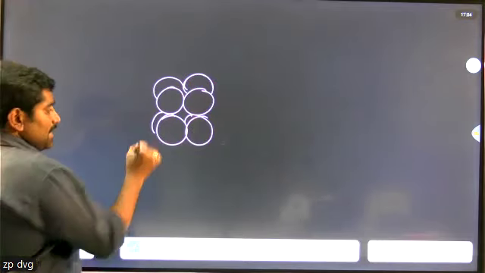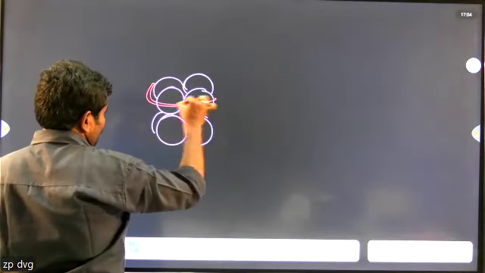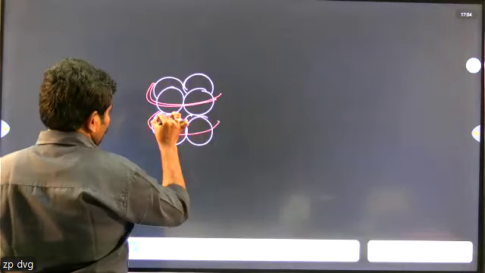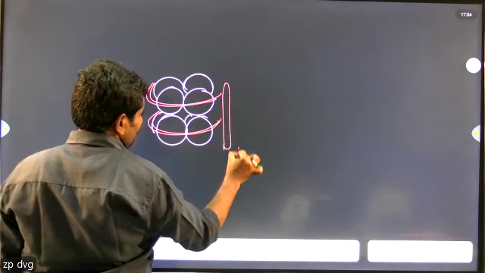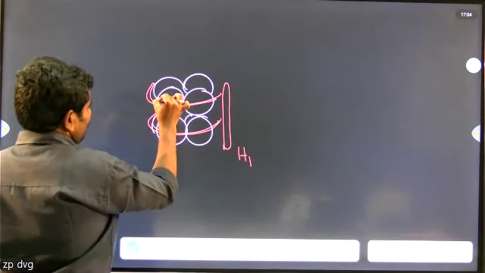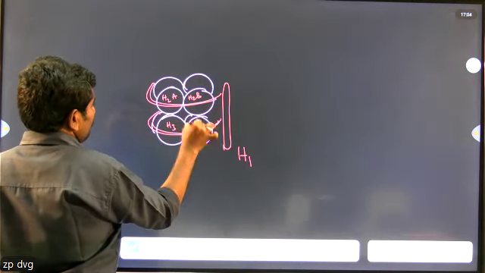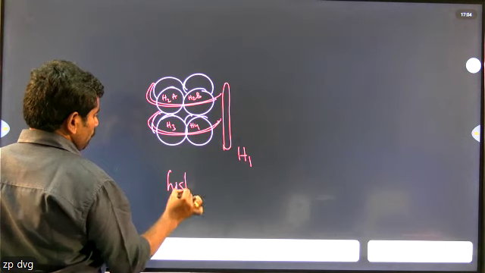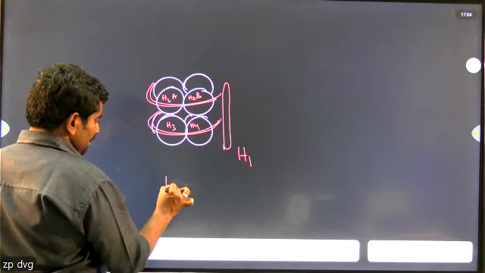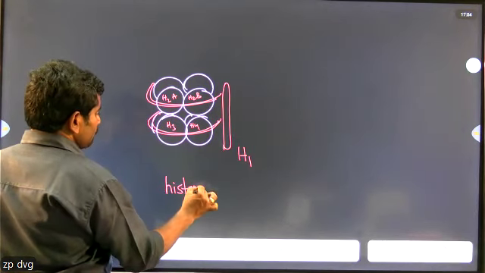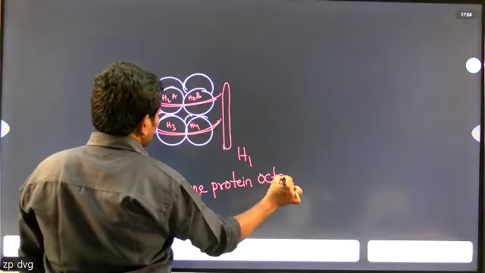Totally 8 histone proteins. Around these 8 histone proteins there will be 2 rounds of DNA. And outside, this is the H1 protein, this is H2A and this is H2B, this is H3 and this is H4. This is totally called the histone protein octamer. Around this histone protein octamer, there are 2 wraps of DNA.